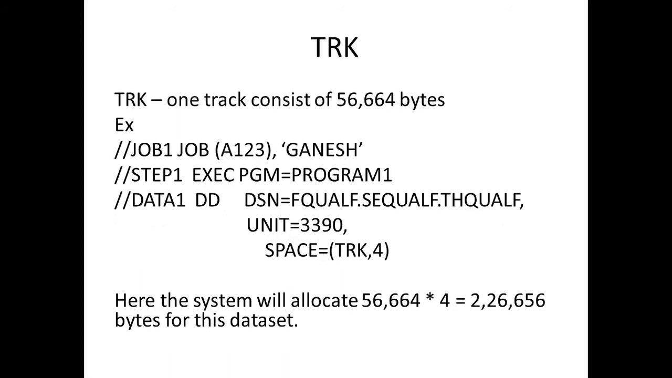A track is the smallest unit, and it consists of 56,664 bytes of memory area. So here is an example. In this job, submitted by the user Ganesh, which has a program 1, this is the data set for which we are requesting memory area. F12 stands for the first qualifier, second qualifier, third qualifier. So we are creating a data set here.